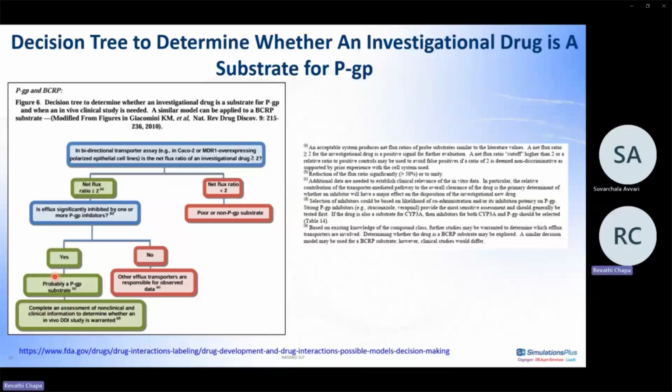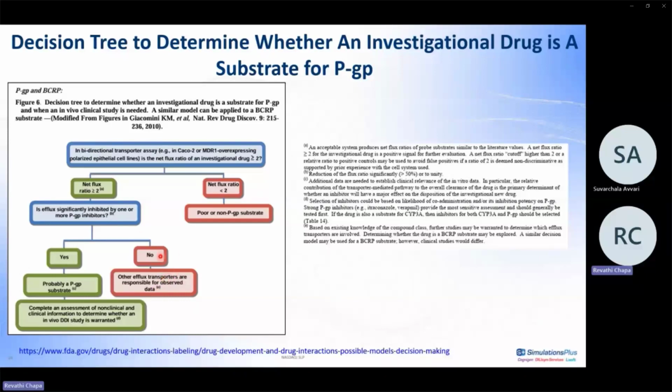For example, in some cases, the drug could be a substrate for both 3A4 and PGP. Then an inhibitor of both 3A4 and PGP needs to be considered. If the efflux is not inhibited by PGP inhibitors, then there could be other efflux transporters like BCRP or MRP2 that could be involved.